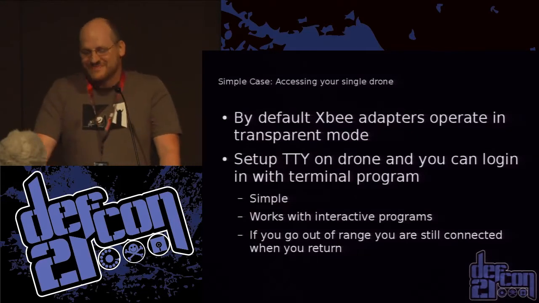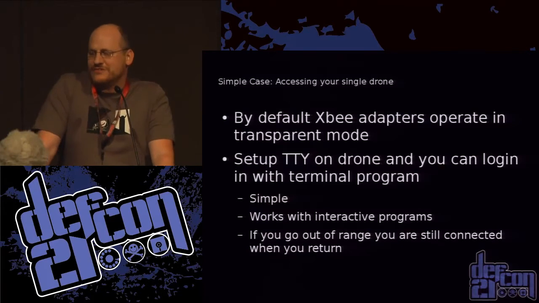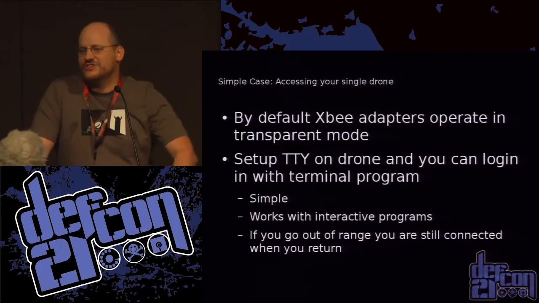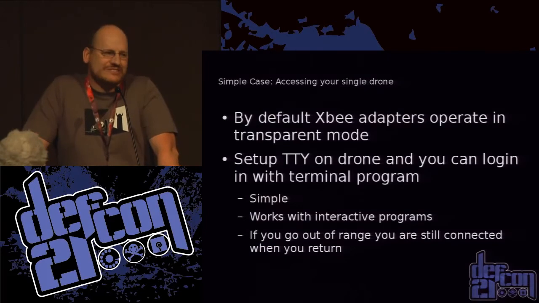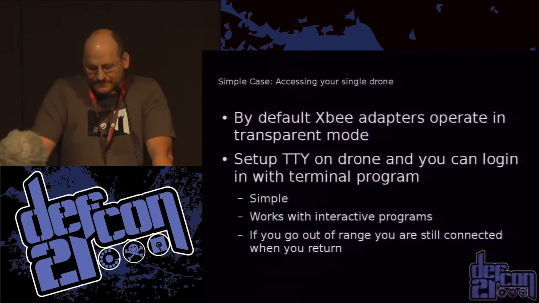All right. By default, these XB adapters are meant to run in what's called transparent mode, and basically what it does is if you set up the addresses properly so that two of these are pointing at each other, it makes a wireless serial port, right? So stuff just goes back and forth using the normal serial port protocols.